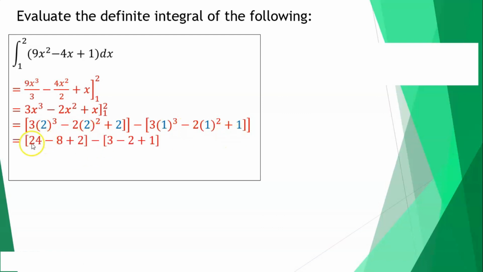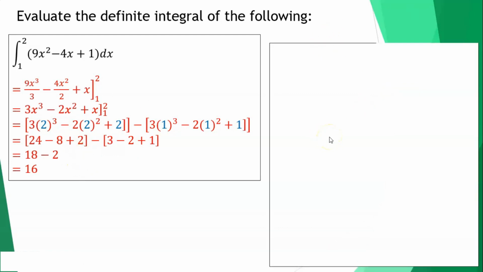So simplifying further, 2 cubed, 8 times 3, that's 24. So this is minus 8 plus 2. Then minus, this would become 3 minus 2, then plus 1. So simplifying, this would result to 18, and this one here is 2. So 18 minus 2, so the result here is 16.